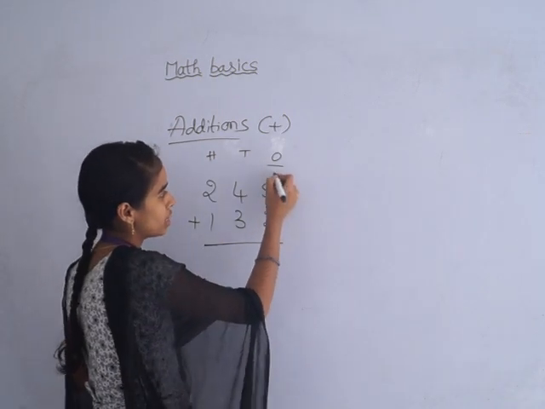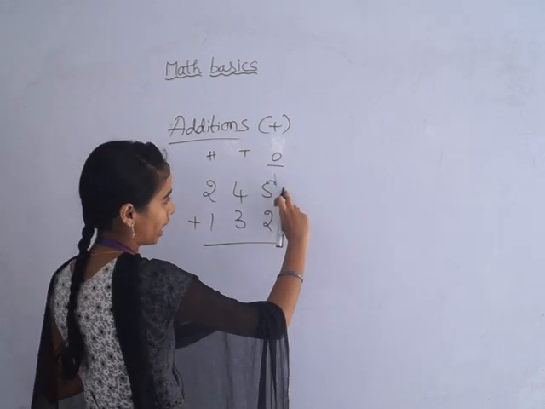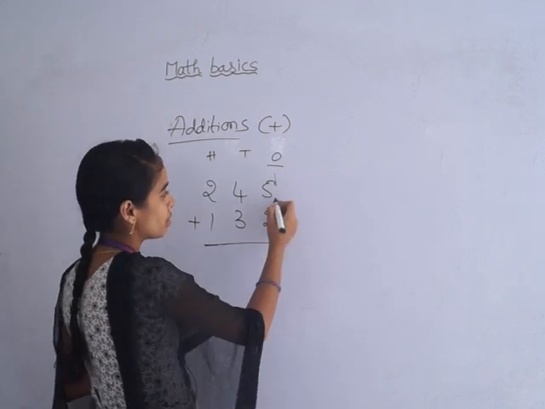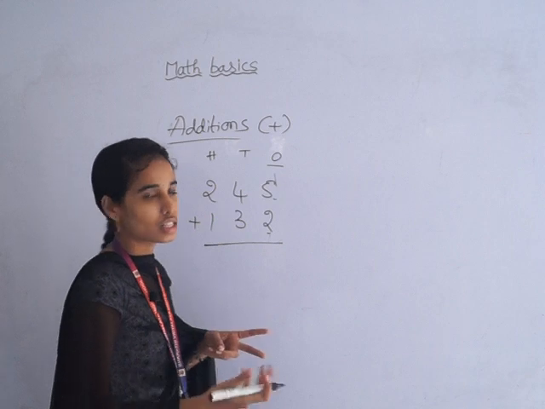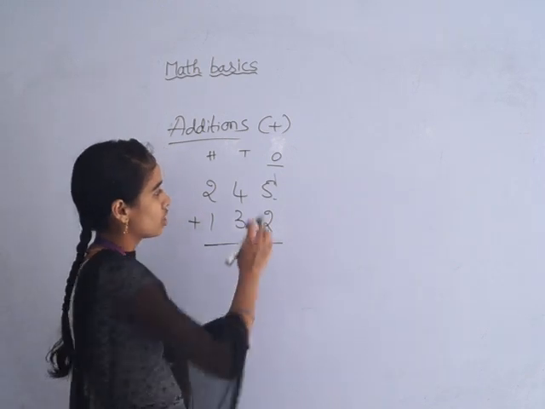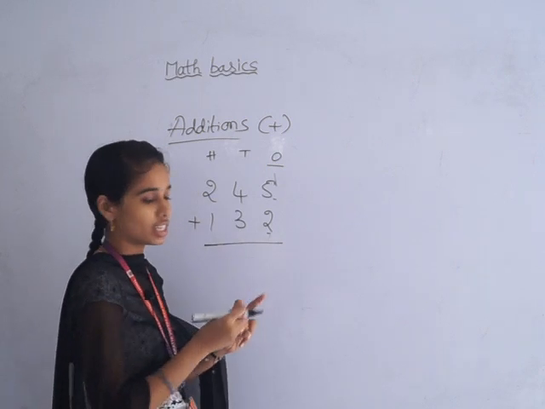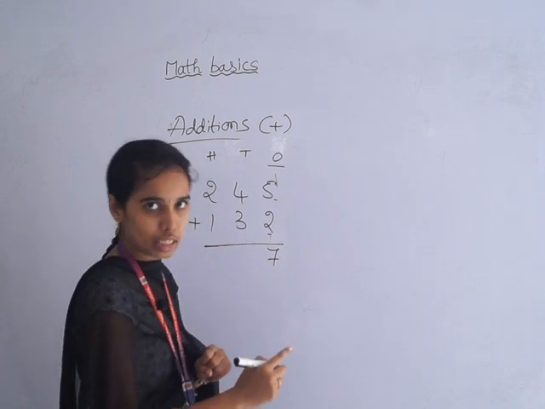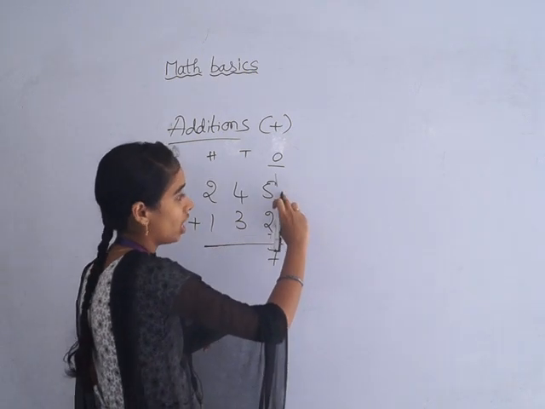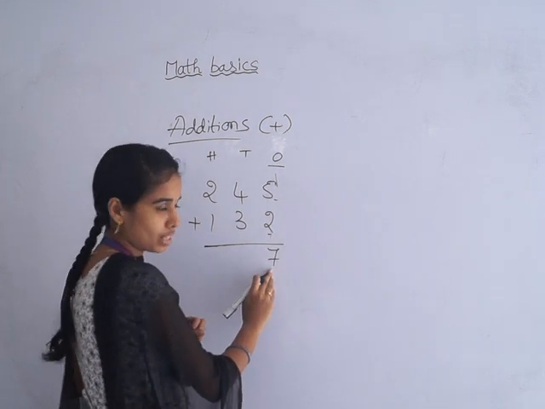In the ones place, which numbers are there? 5 and 2. So you have to add 5 and 2. The big number we have to keep in mind, and the small number we have to open with our fingers or count in mind only. So big number in mind, small number with fingers. 5, after that 6, 7. So the answer is 7. You should write it in the ones place only. Why? Because we are adding the ones place, that's why we write it in the ones place only.